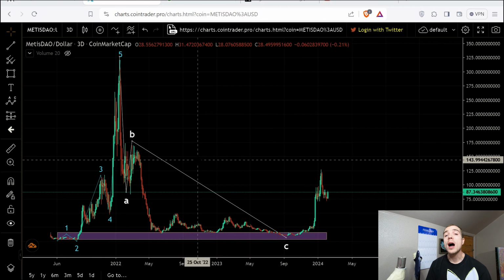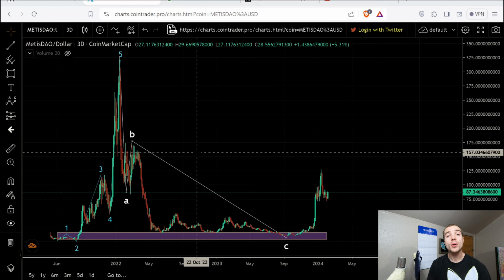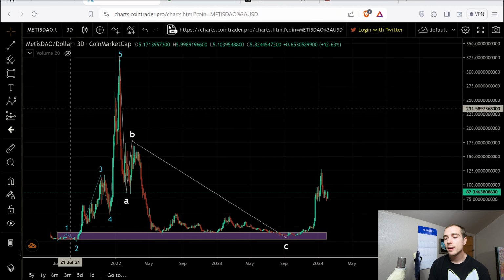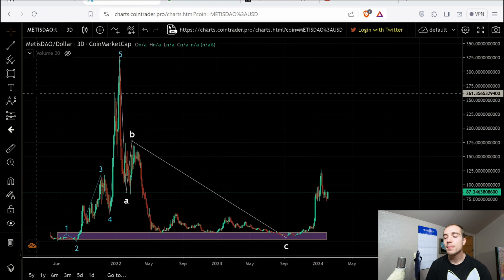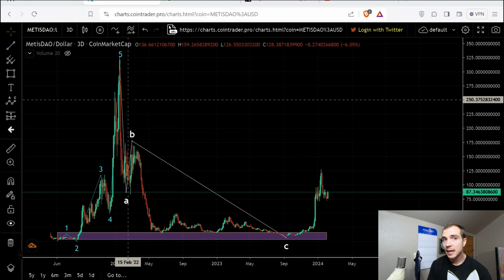And now we're kind of watching for MetisDAO to do a bigger picture reversal. A lot of times people don't expect that reversal to take place. But if you understand the market cycle, you're going to see this pretty clearly. You're going to see this set up really easily. If you don't understand the market cycle, it's probably not going to make any sense to you.